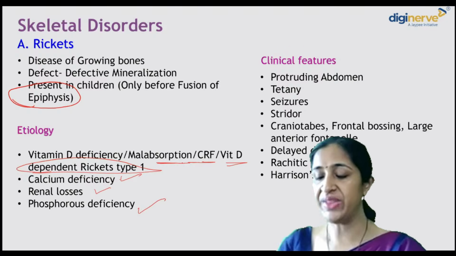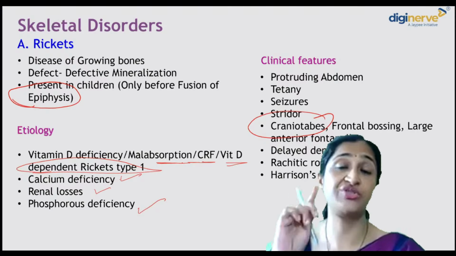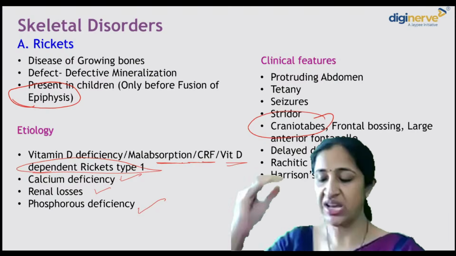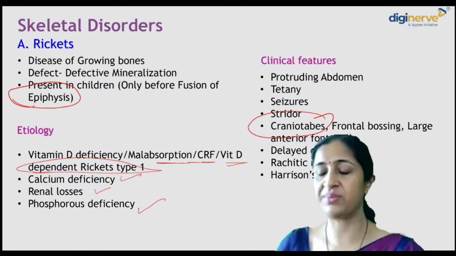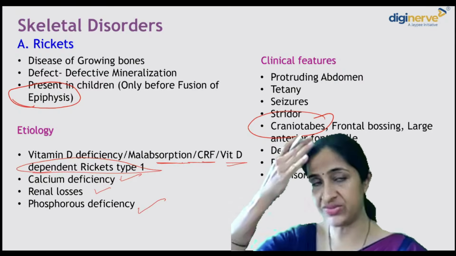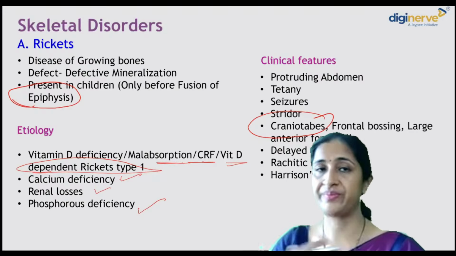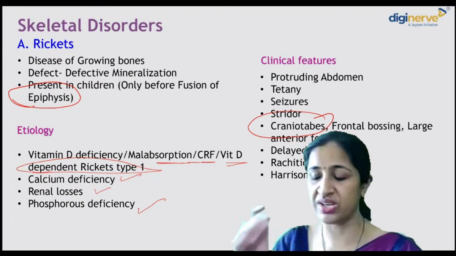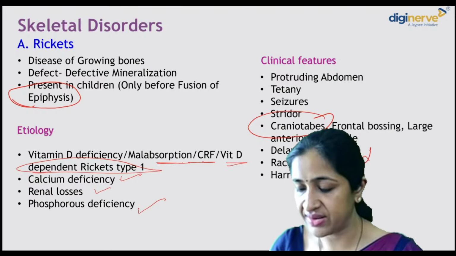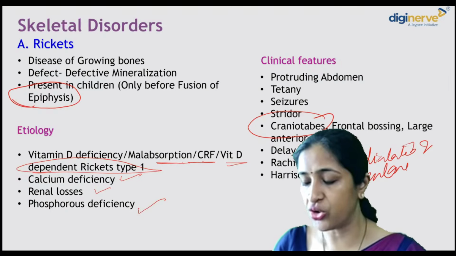From head to toe, the first feature of rickets is craniotabes. First feature of nutritional rickets, craniotabes. From there you go further. Craniotabes, frontal bossing, large anterior fontanelle. Go down, delayed dentition. In the chest, rachitic rosary. Rachitic rosary is dilated and enlarged costochondral junctions.